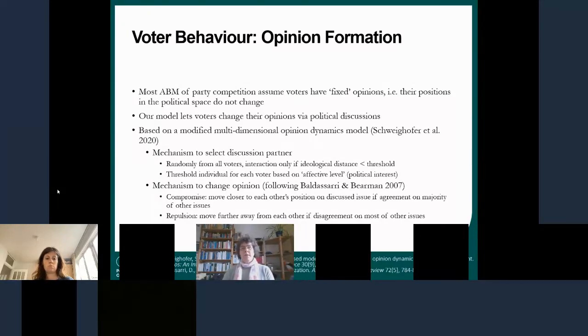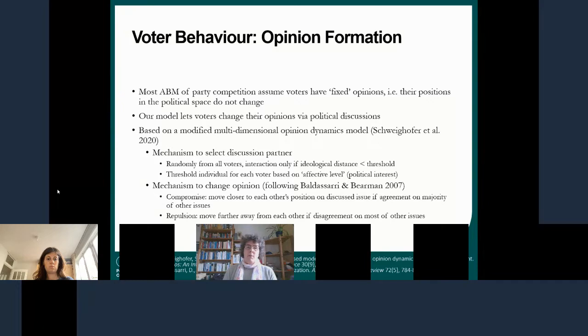We have this opinion formation process for the voters. In most IBMs of party competition that I have seen in the literature, voters have fixed opinions. So once they are initialized in this political space, they don't move. In our model, we thought, since we are modeling quite a long span of time, like 4 years, voters will change their opinions.